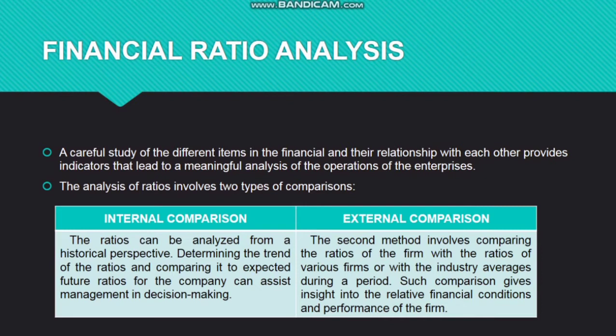Internal comparison is where the ratio can be analyzed from a historical perspective, determining the trend of the ratio and comparing it to the expected future ratio, so the company can assess management in decision making. While the external comparison, the second method, involves comparing the ratios of the firm with the ratios of various firms or with the industry averages during a period. Such a comparison gives insight into the relative financial condition and performance of the firm. Next, please.